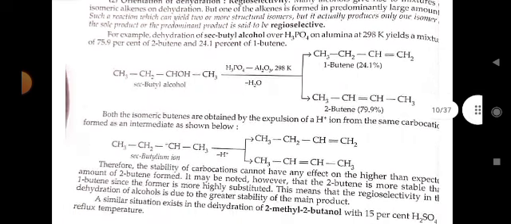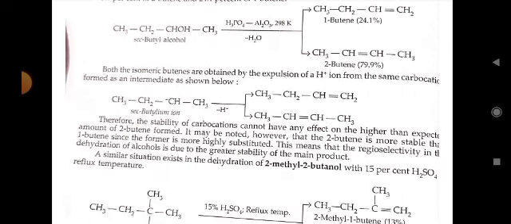Both the isomeric butenes are obtained by the expulsion of an H positive ion from the same carbocation formed as an intermediate, as shown below. Therefore, the stability of carbocations cannot have any effect on the higher than expected amount of 2-butene formed. It may be noted, however, that 2-butene is more stable than 1-butene since the former is more highly substituted. This means that the selectivity in the dehydration of alcohols is due to the greater stability of the main product.